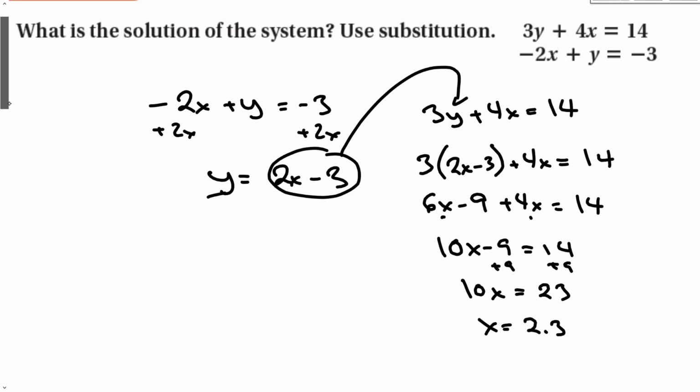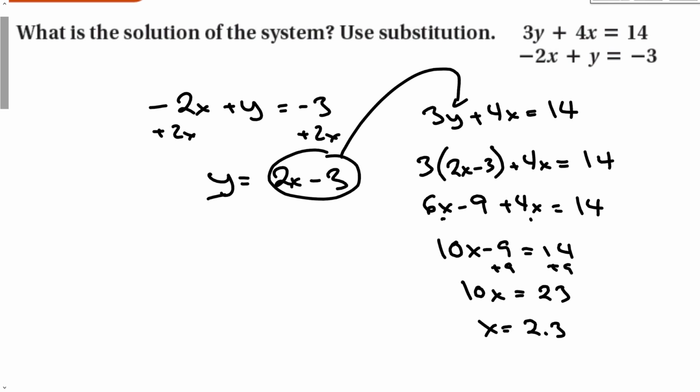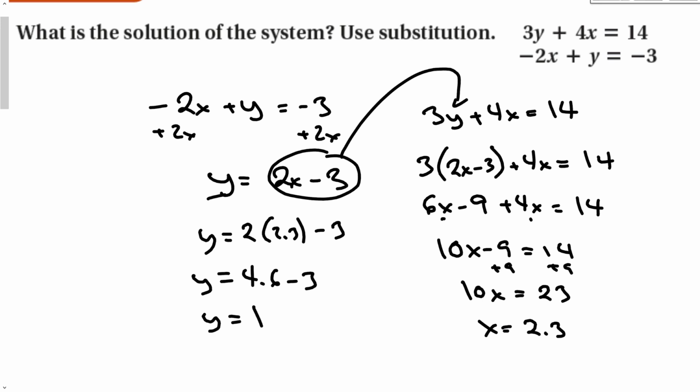Okay. Now, of course, we're not done yet. And I have y is equal to 2x minus 3, just plug in x. So y is going to be equal to 2 times 2.3 minus 3. Remember to multiply first. So that's going to be, whoops. No, that's right. Okay, so 2 times 2.3 gives me 4.6 minus 3. And y is going to equal 1.6.